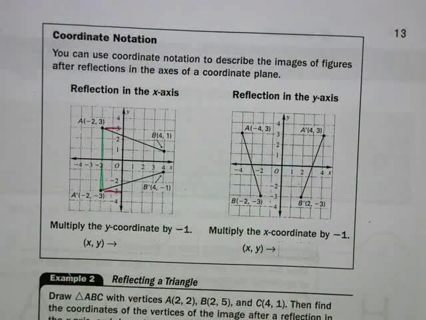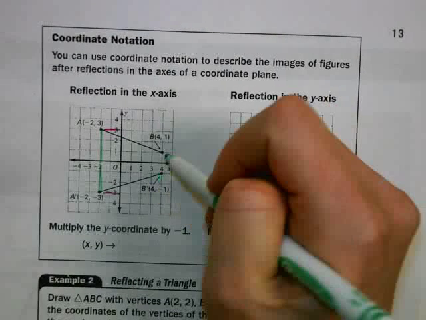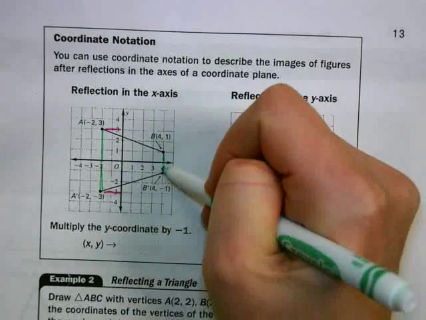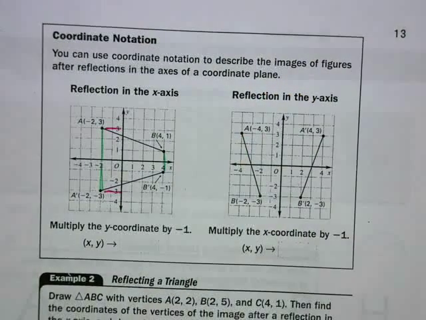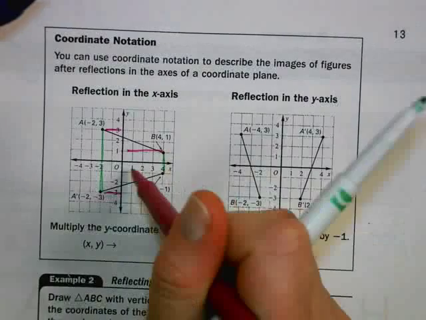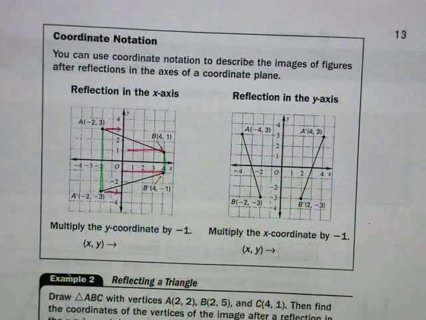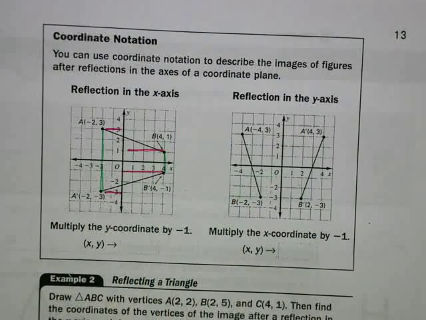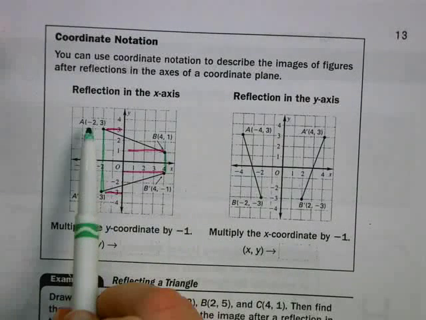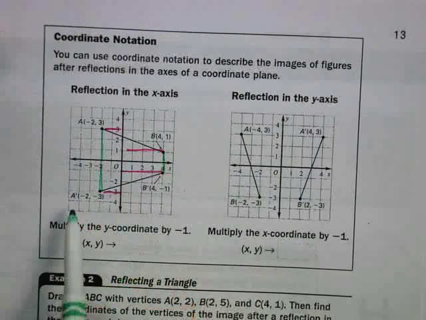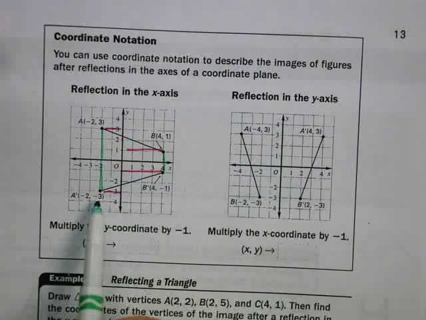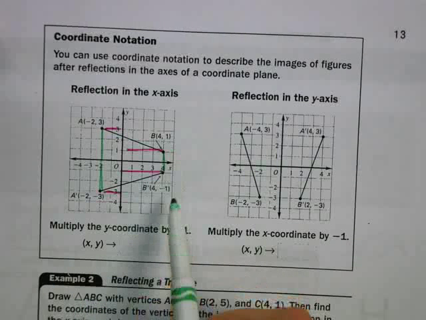Additionally, point B is 1 place from the x, and it was 4 from the y, so now it's 4 from the y. The other thing you can look at is the coordinates. It's -2, 3, and now it's -2, -3. This one was 4, 1. Now it's 4, -1. So what thing changes?